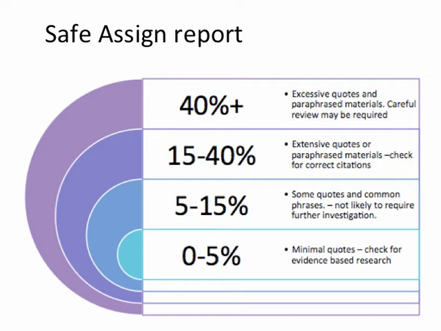15 to 40% means that there are quite a few quotes and paraphrased materials. You would need to check definitely for correct citations. However, people perhaps working in the arts or in history and so on are expecting to have between 20 to 30% of adequately referenced materials because they want extensive quotes to be provided.